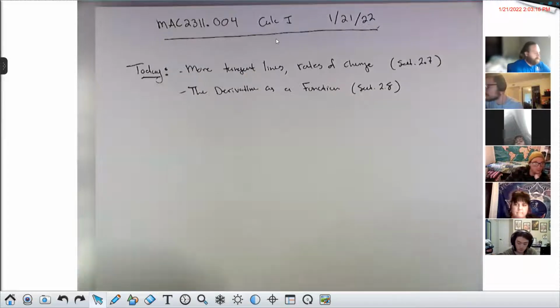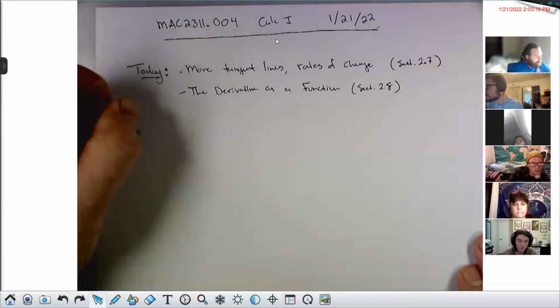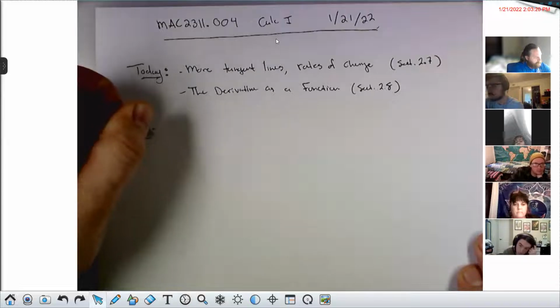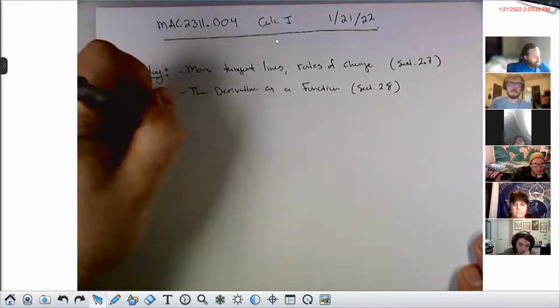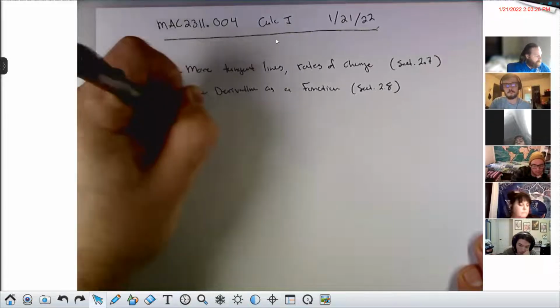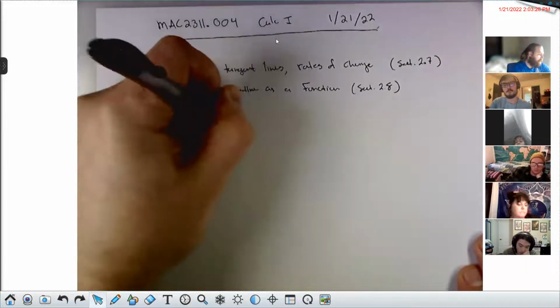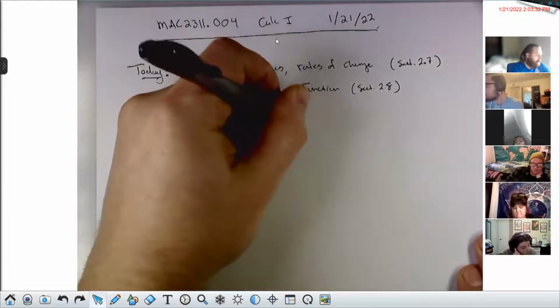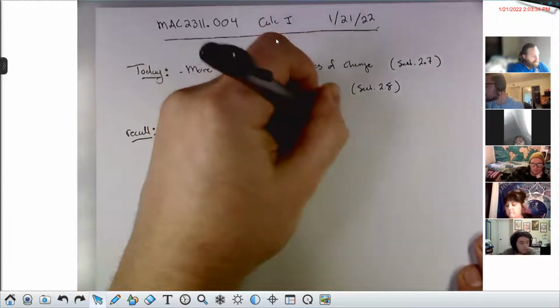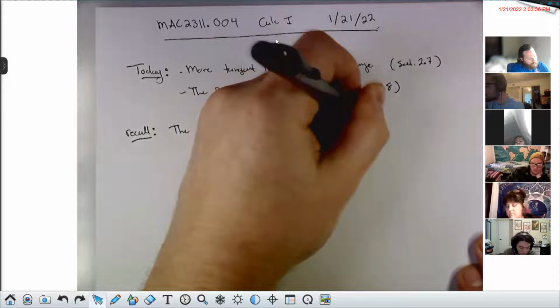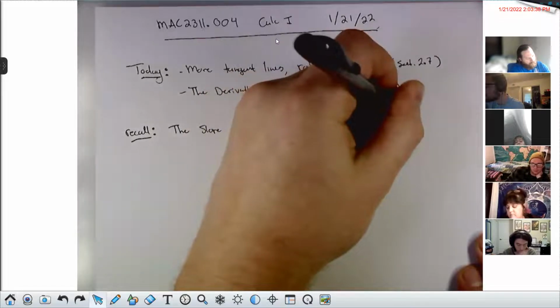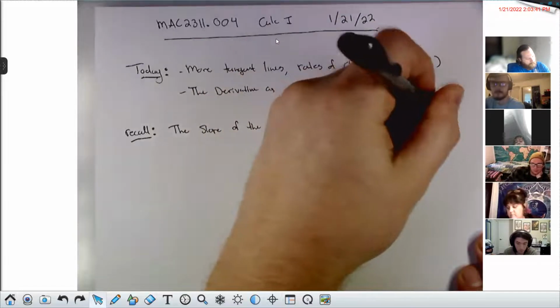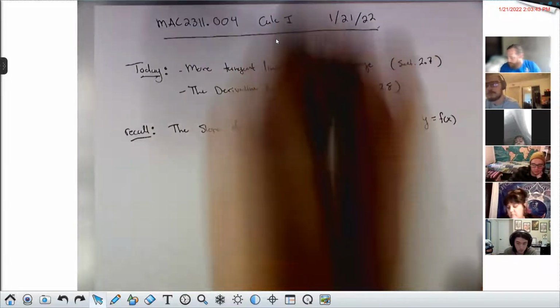Let me just remind you, last time, that the slope of the tangent line to the curve y equals f of x, the graph of that function.